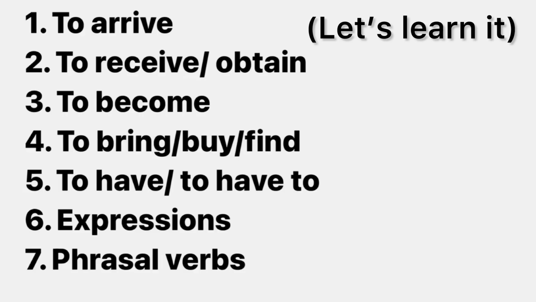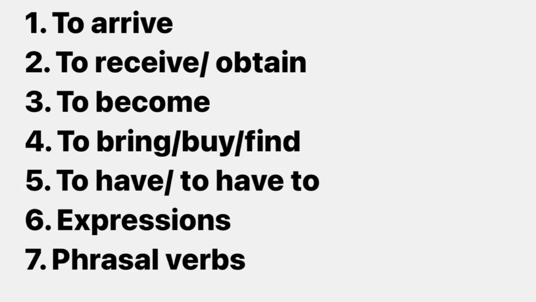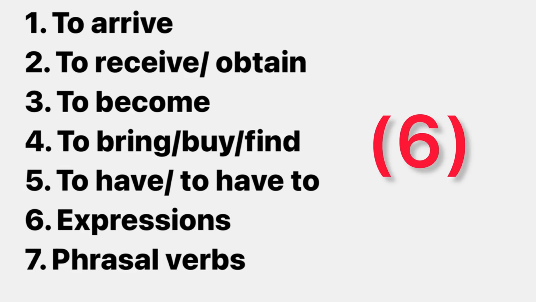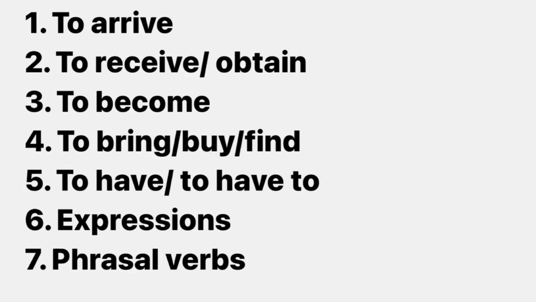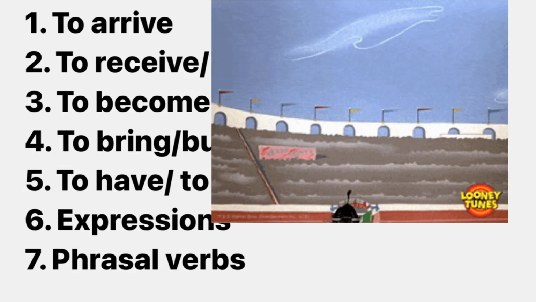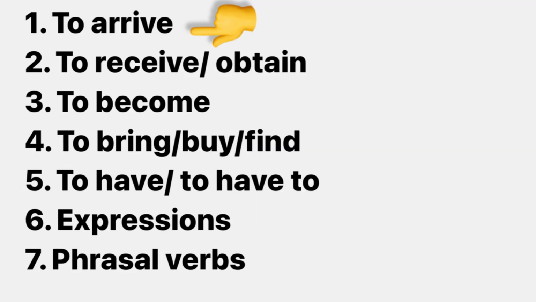Now, I've managed to group some of these uses into 7 categories, and today we're going to talk about 6 of them. I'm going to talk to you about how the verb to get can be used to replace to arrive, to receive or to obtain, to become, to bring, to buy and to find, and it can also be added to have or to have to. I will then discuss some of the many phrases and expressions that can be used with to get.